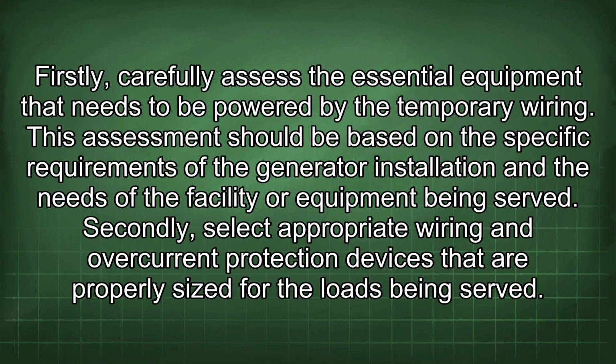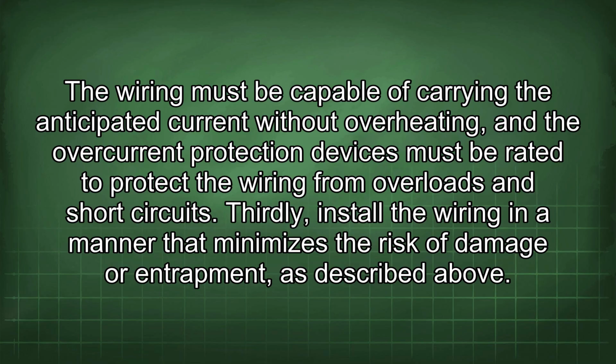Firstly, carefully assess the essential equipment that needs to be powered by the temporary wiring. This assessment should be based on the specific requirements of the generator installation and the needs of the facility or equipment being served. Secondly, select appropriate wiring and overcurrent protection devices that are properly sized for the loads being served. The wiring must be capable of carrying the anticipated current without overheating, and the overcurrent protection devices must be rated to protect the wiring from overloads and short circuits.